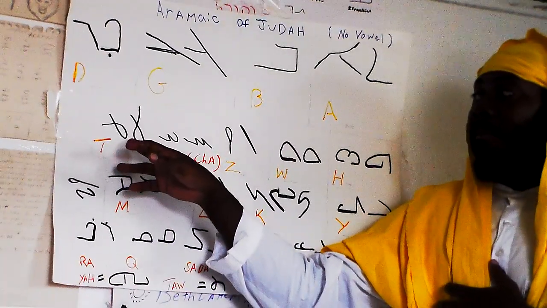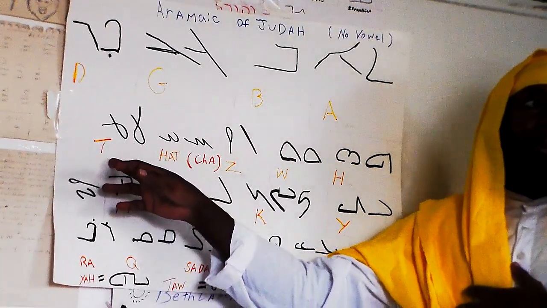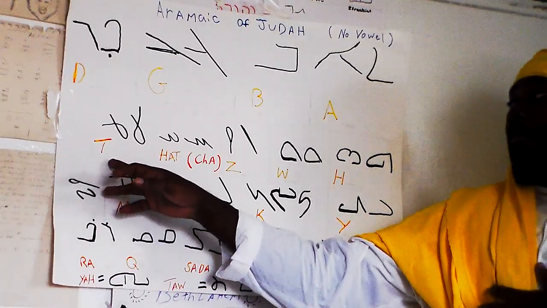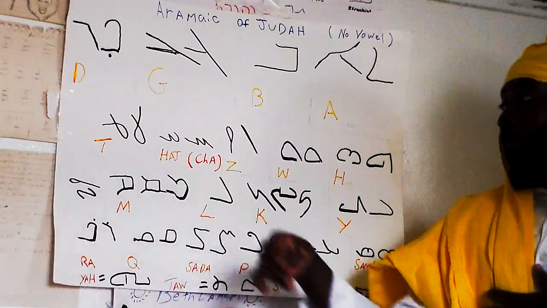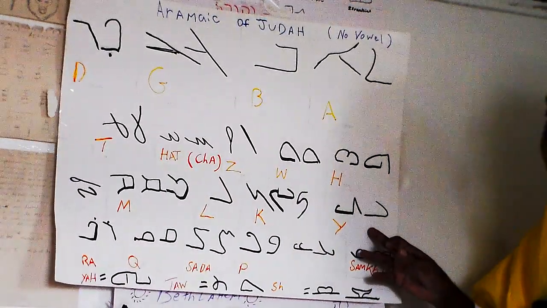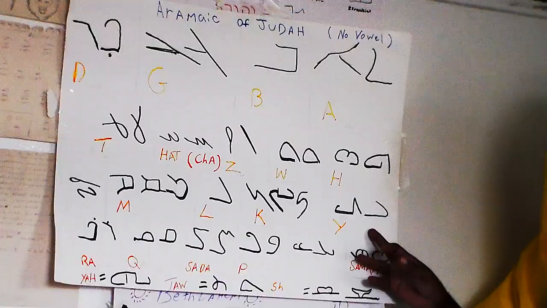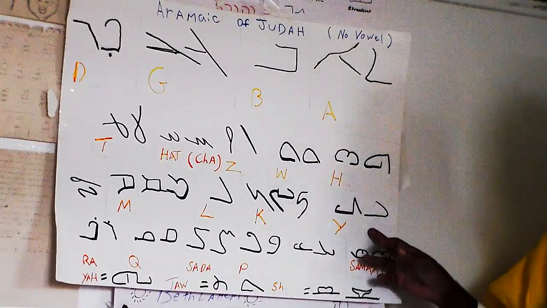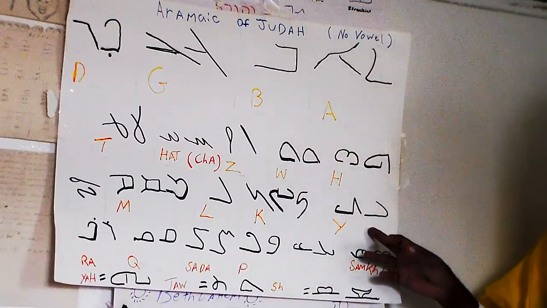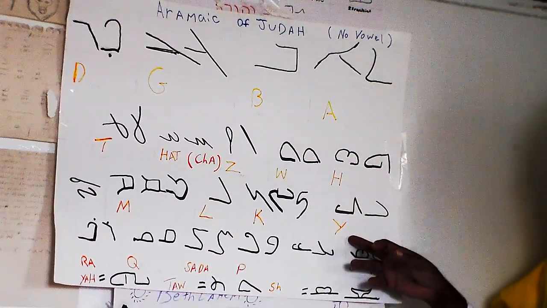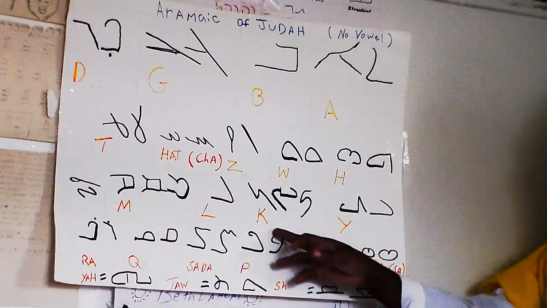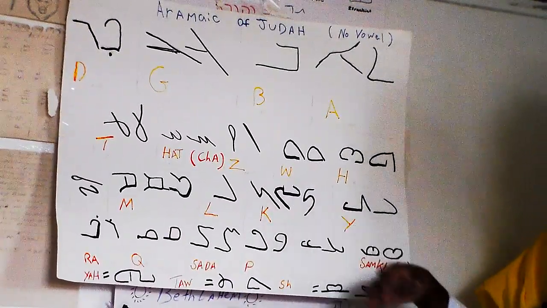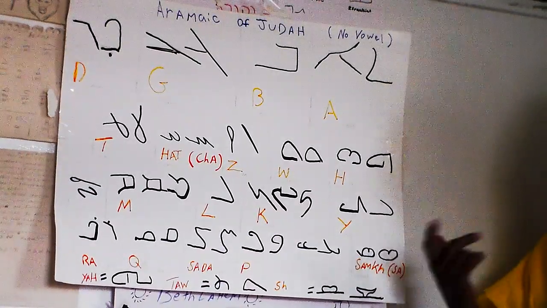Ta. This is ta. Ya. This is Ya. As you see it, Ya. Ka. As I put these three together, Ya used to be known as Yod.